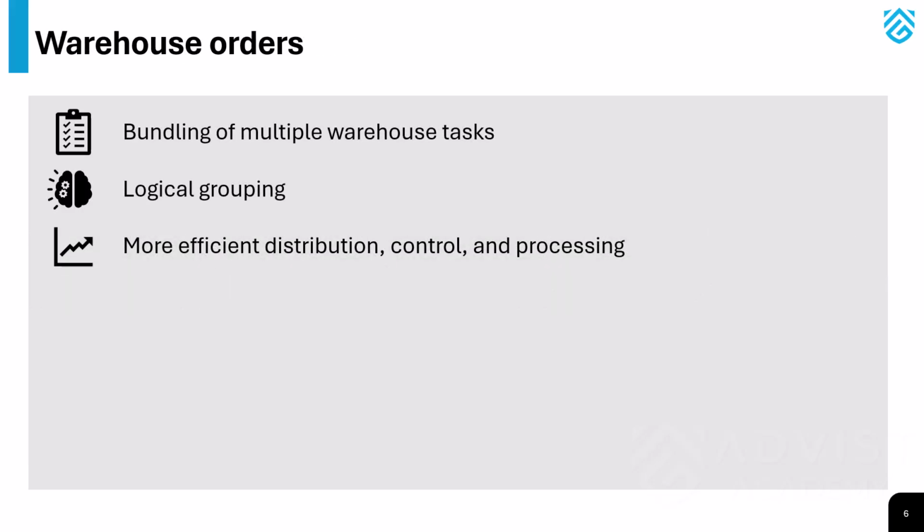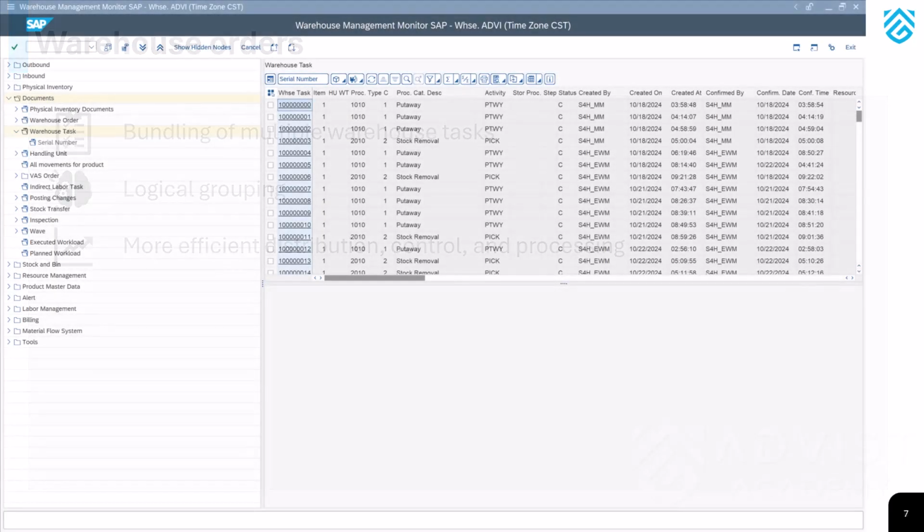Multiple warehouse tasks can be grouped into warehouse orders. A warehouse order consolidates all tasks that logically belong together, for example, all items of a picking request. This allows tasks to be distributed, managed, and completed more efficiently. Processing sequences can also be controlled using priorities, scheduling, and blocking indicators, for instance, in the case of urgent shipments or quality-relevant materials.